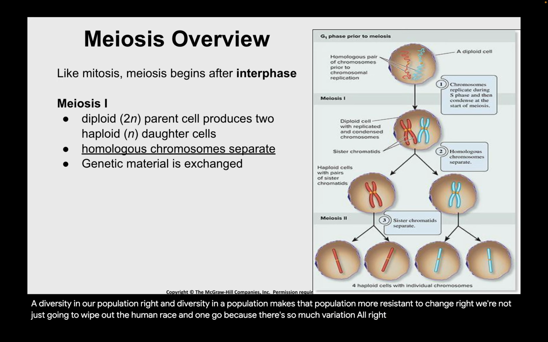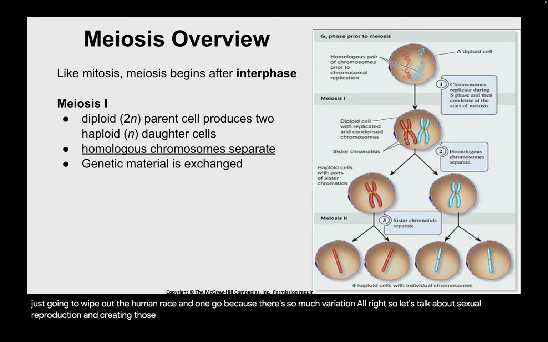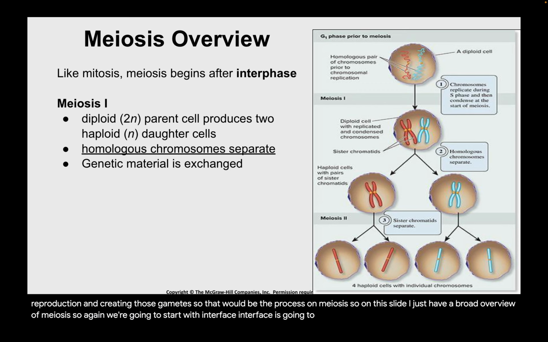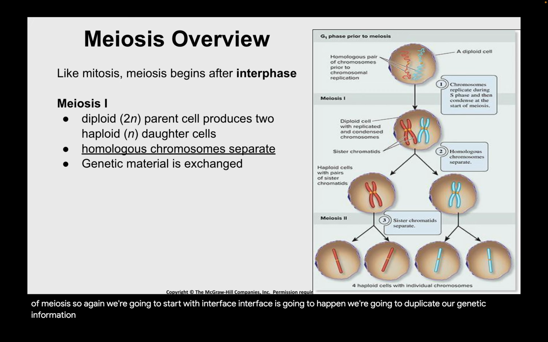All right, so let's talk about sexual reproduction and creating those gametes, right? So that would be the process of meiosis. On this slide, I just have a broad overview of meiosis. So again, we're going to start with interphase. Interphase is going to happen. We're going to duplicate our genetic information. But then meiosis is split into two. You would say meiosis 1 and meiosis 2.